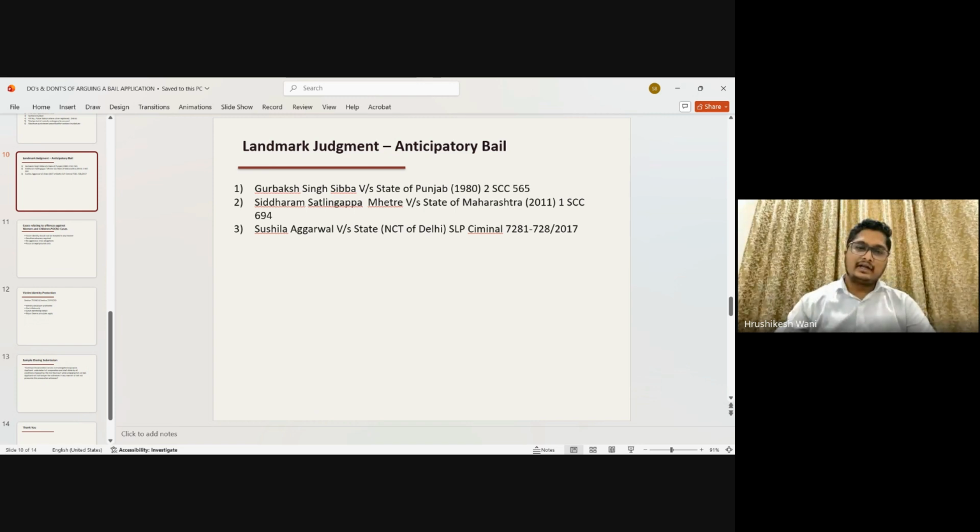I have tried to cover most of the things that I have in my mind about the do's and don'ts of arguing a bail application. Now, Satyendra sir, first of all, please note down all these cases that I've brought, that are displayed on the screen, so it will be easy for you. And Satyendra sir, if we are going to take questions, let me know.